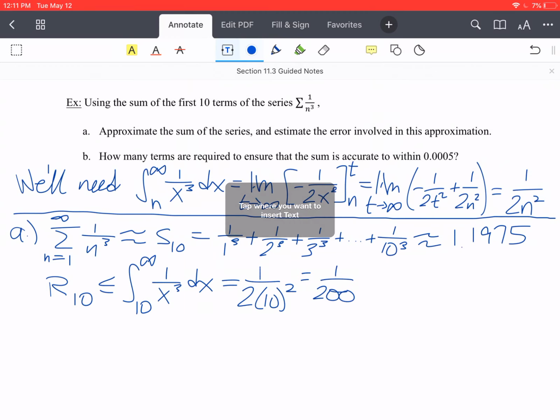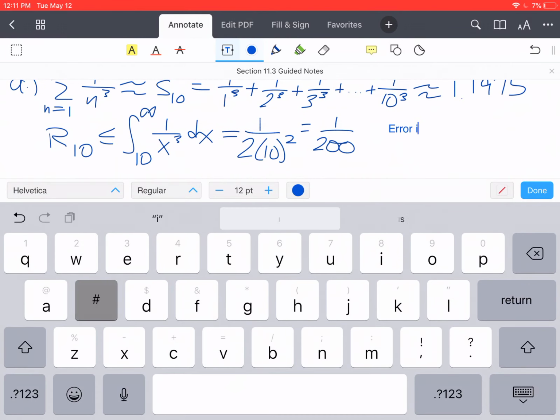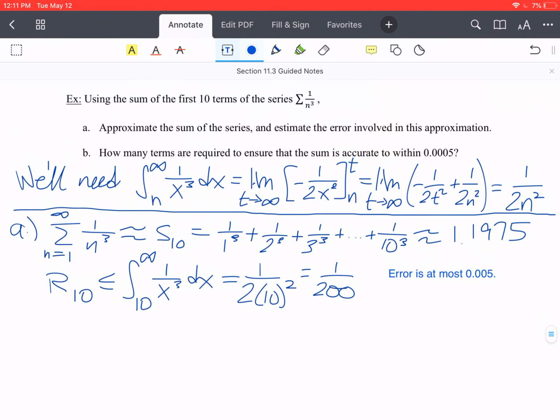So that tells us that for this estimate, this approximation of 1.1975, the error is at most 1 over 200, which as a decimal is 0.005. So our error is at most 0.005. Depending on how accurate you need to be, you could say, that's great, that's close enough for me. Or you say, actually, I need to be a little more accurate than that, so let's use more terms.